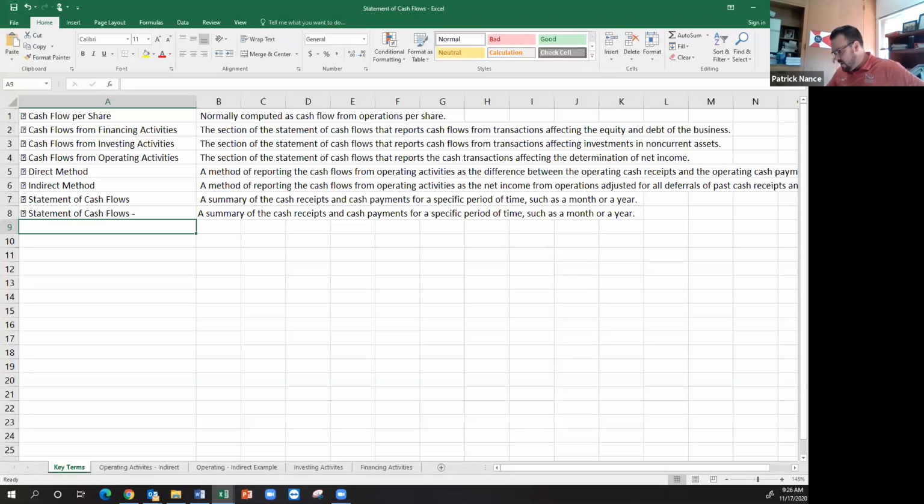Okay, this is chapter 13, the final chapter in financial accounting. We're going to talk about the statement of cash flows. The statement of cash flows is quite literally exactly what it sounds like. It is a statement that shows us cash, actual cash, going in and out of the business.